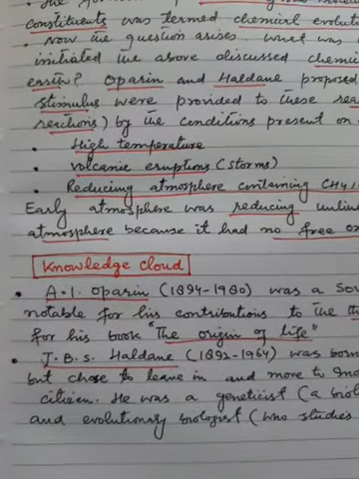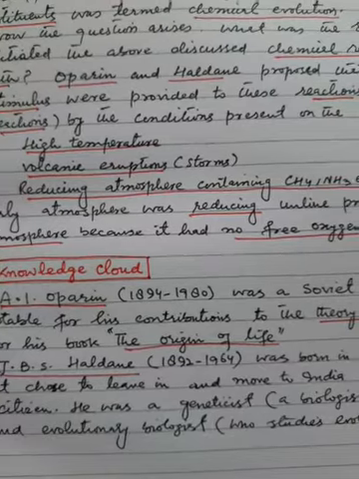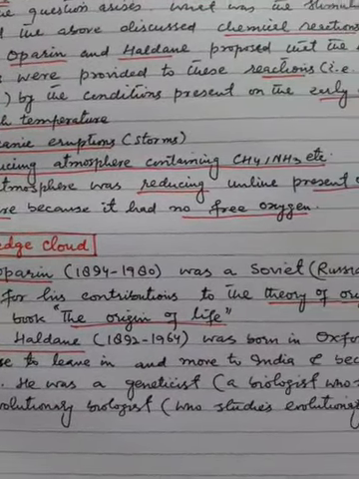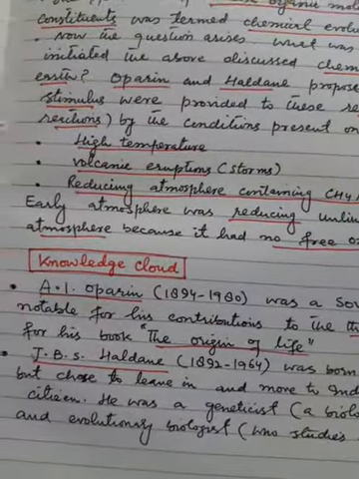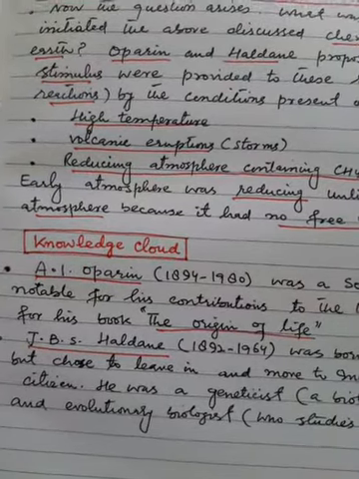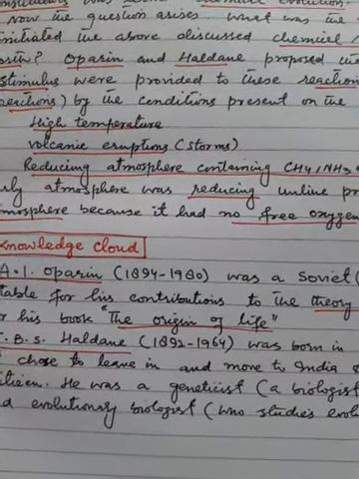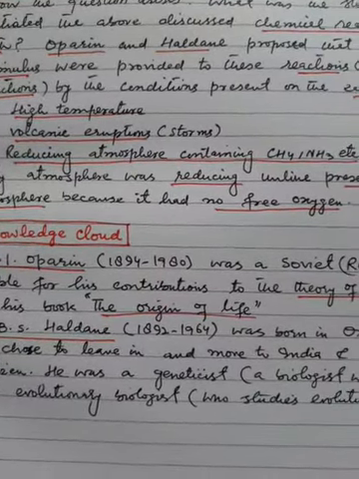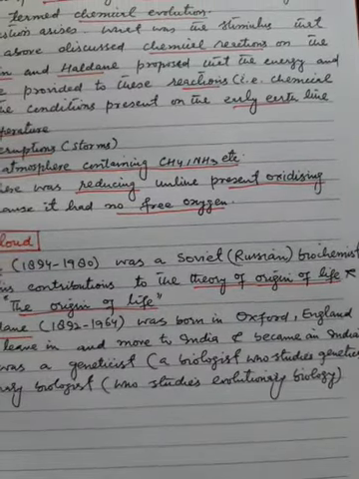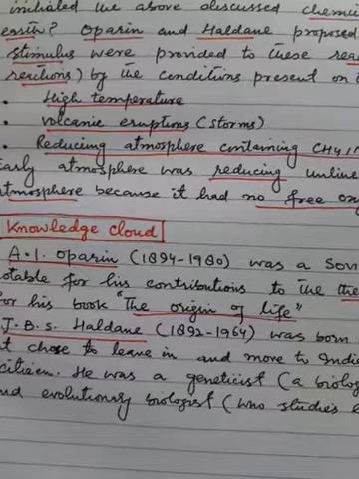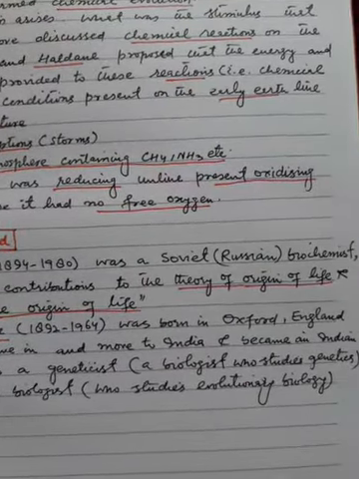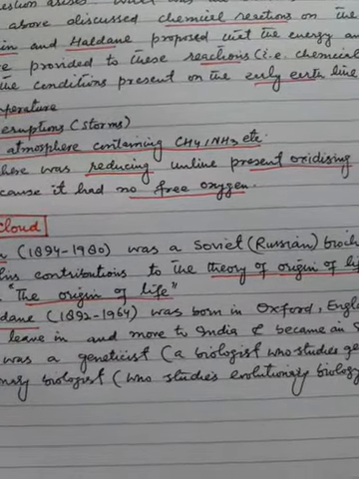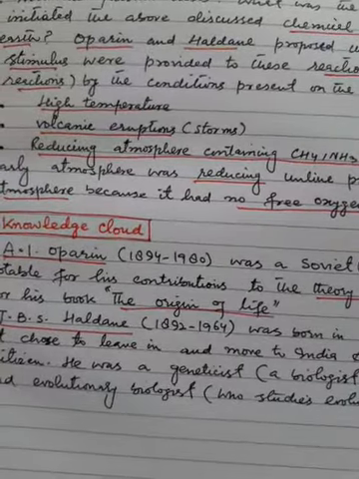Now, knowledge cloud. A.I. Oparin, 1894 to 1980, was a Soviet, that is Russian, biochemist, notable for his contributions to the theory of origin of life and for his book The Origin of Life. J.B.S. Haldane, 1892 to 1964, was born in Oxford, England, but chose to live in and move to India and became an Indian citizen. He was a geneticist, means a biologist who studies genetics, and evolutionary biologist. Evolutionary biology means one who studies evolution. This was about today's topic.